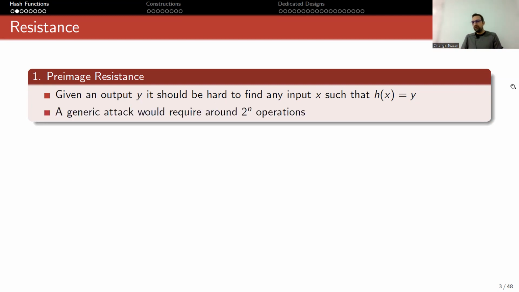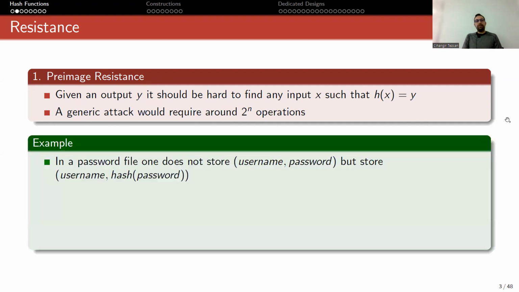So what you can do is perform a brute force attack. A generic attack will require around 2 to the n operations. The idea is as follows. Take a random input x, calculate h of x, and check if it gives you the desired y. Since the output y has n bits, if you try 2 to the n random inputs, your expected rate becomes 1 at this point. So at some point, you should find some input that will give you y. A good hash function shouldn't have any weaknesses that let you find a preimage with fewer than this many hash operations. That is the idea.